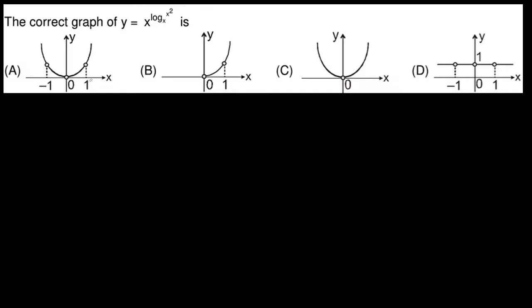X cannot be 1, and on the negative side x cannot be negative. So I think option B is correct. X cannot be 0, x is not equal to 1, x is bigger than 0. So option B is correct.